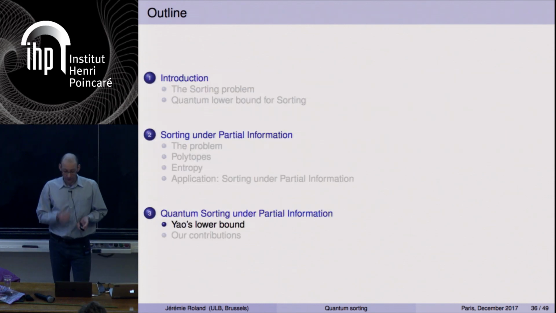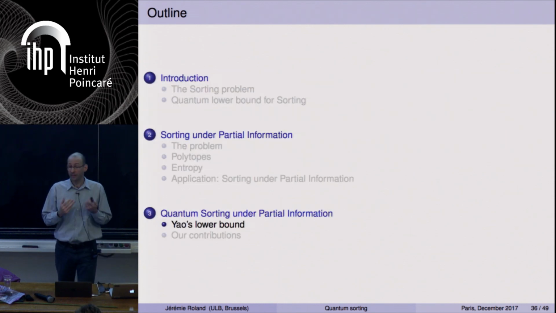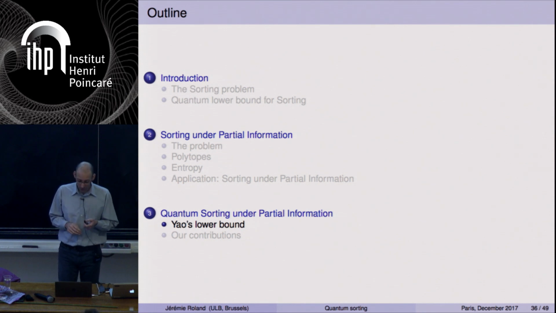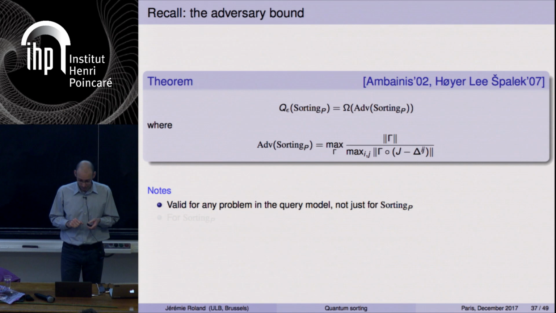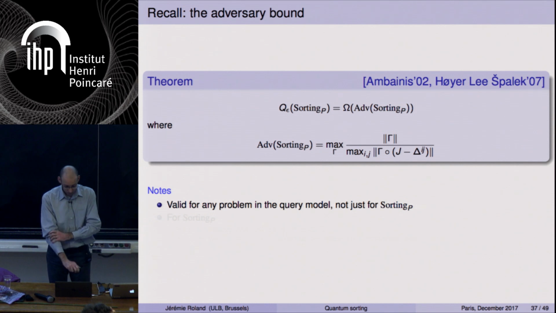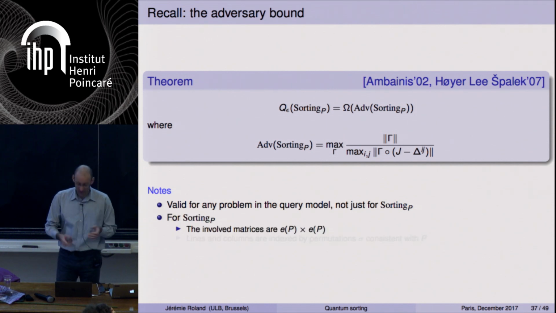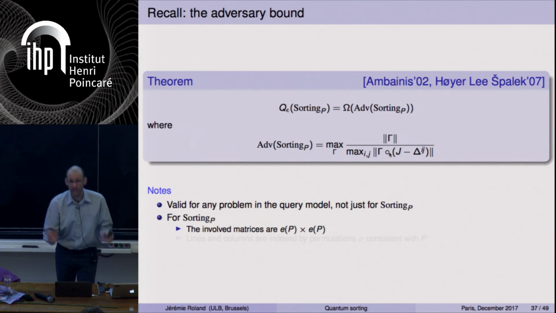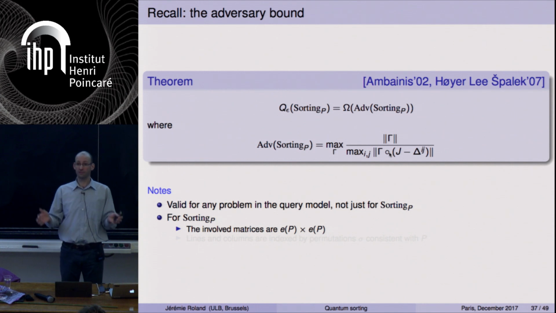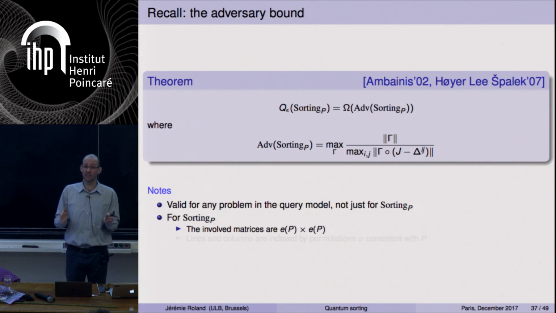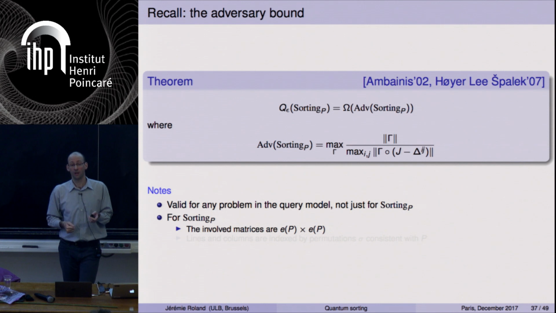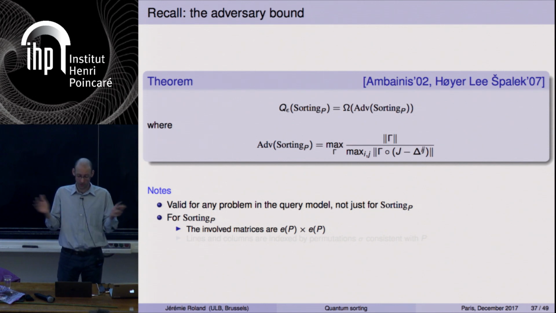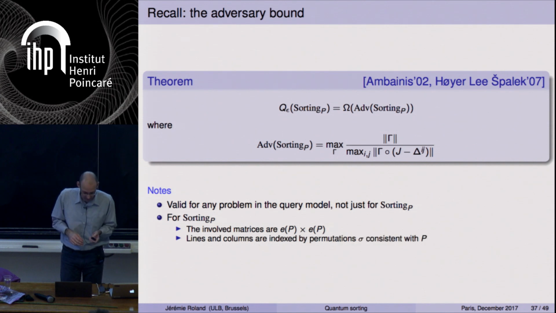Let's see if a quantum algorithm can provide a speed-up for sorting under partial order. So can we do better than log E(P), essentially? That's the question. And again, of course, if we want to prove a lower bound for this problem, we can use the adversary bound. In that case, the adversary bound has a very similar form. The only difference is that all the matrices that are involved, instead of being n! times n!, are only E(P) times E(P), because you only have to consider the permutations that are consistent with your partial order. So you have fewer possible options, so all these matrices are smaller. But apart from this, it's exactly the same form.